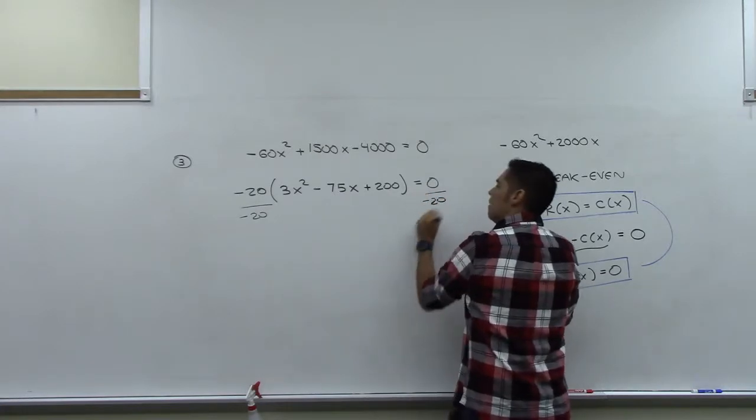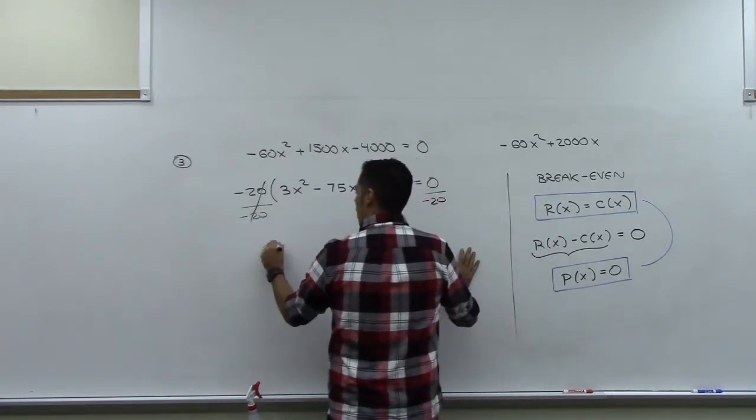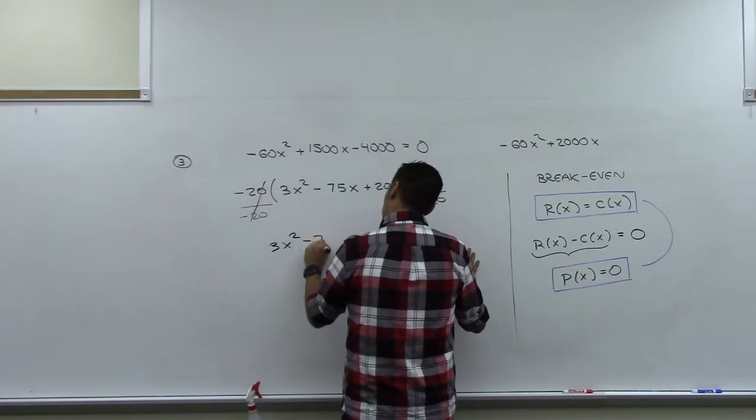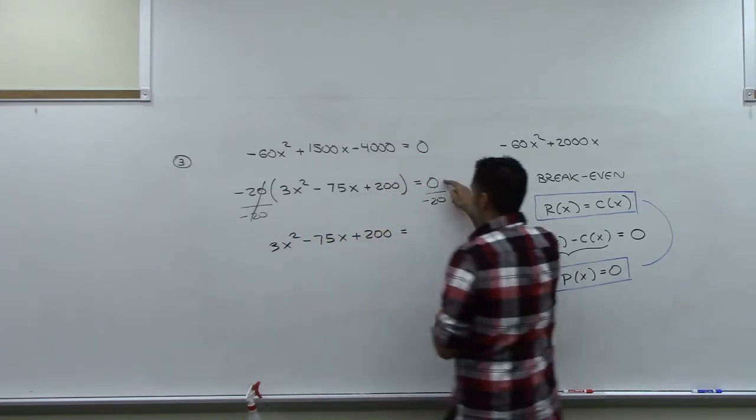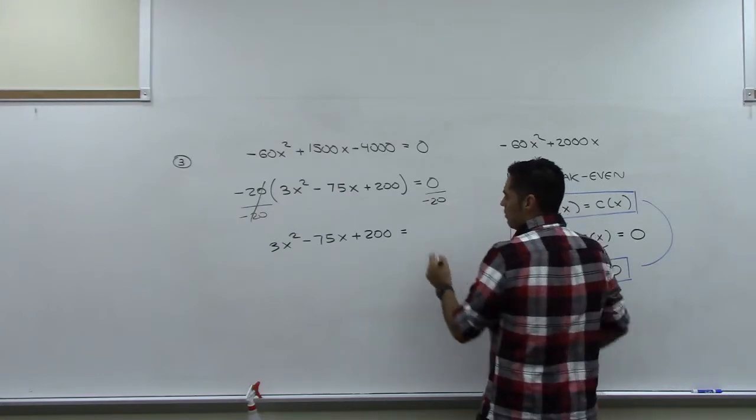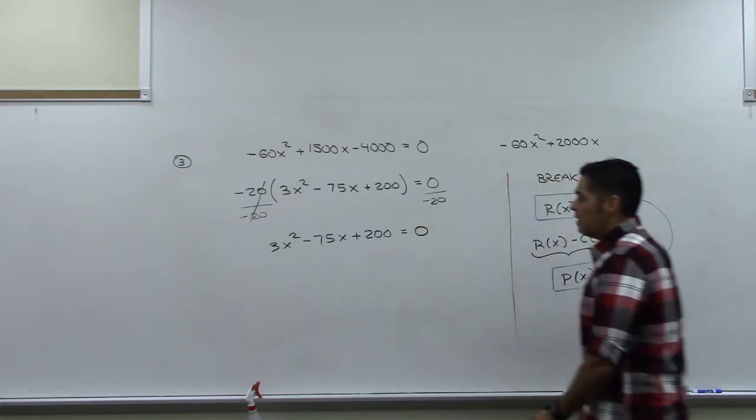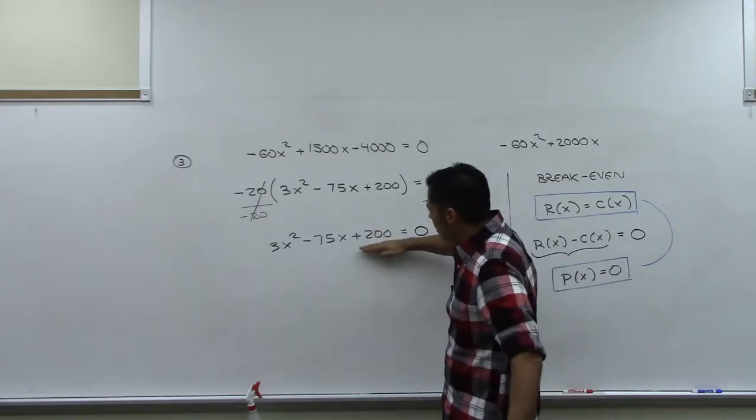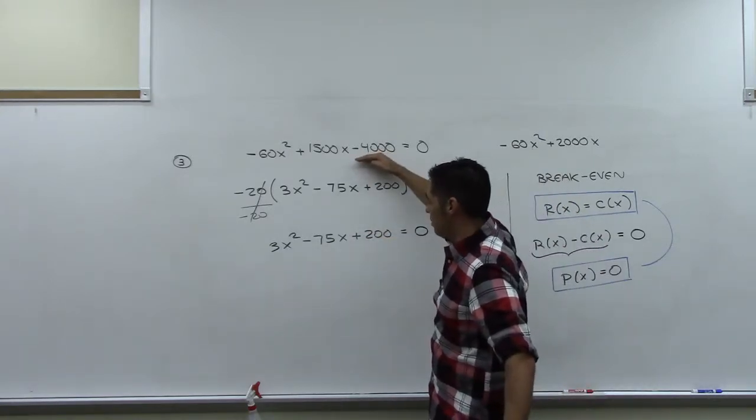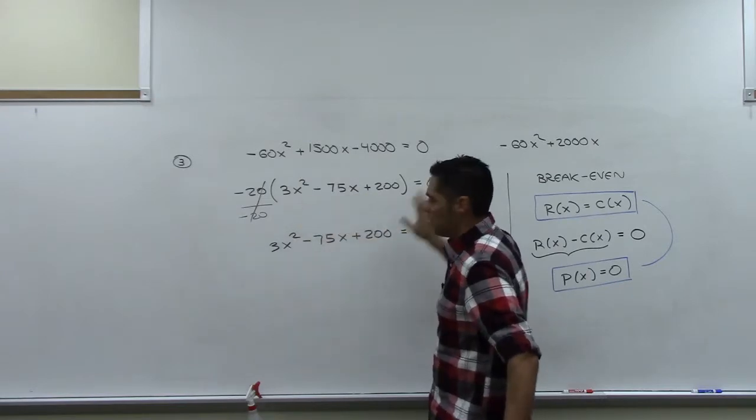And this is gone, and all I have is 3x squared minus 75x plus 200 equals 0 divided by a number like that. Negative 20 is still 0, so we get that. That's just an easier quadratic equation to work with, and the solutions to this equation are identical to the solutions to this equation. So we don't have to worry, that negative 20 doesn't affect your answers.